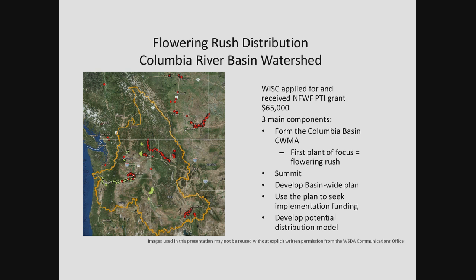Lastly, the last thing I want to talk about is using the data to maybe develop region plans. This is a flowering rush. I don't know how many people are familiar with that, but it's a terrible plant. It's basically eating us alive in the Pacific Northwest.